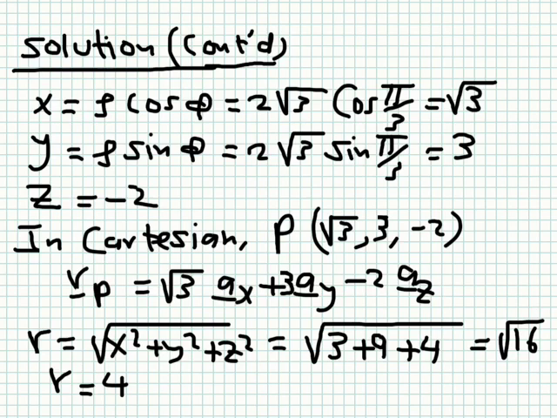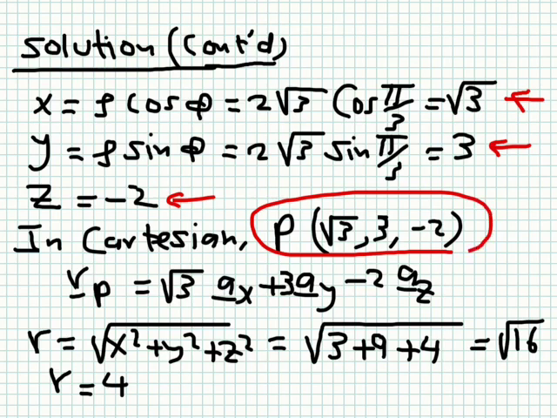In transforming from cylindrical to spherical coordinates, I will solve this one by going first through the Cartesian coordinates. I'm given the cylindrical coordinates values, so I'll convert them first to Cartesian. x, as we know, is rho cosine phi, y is rho sine phi, and z does not change between Cartesian and cylindrical. Phi in this example is pi over 3. Cosine pi over 3 is equal to 1/2, so x is equal to square root of 3. Sine pi over 3 is equal to square root 3 over 2, so y is equal to 3, and z does not change. So in Cartesian coordinates, the position vector is square root 3 a x plus 3 a y minus 2 a z.